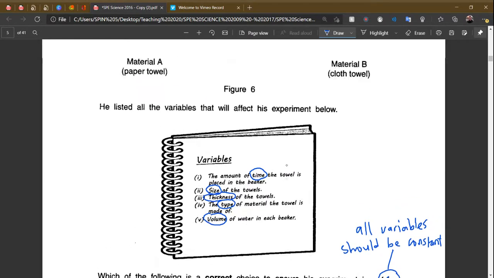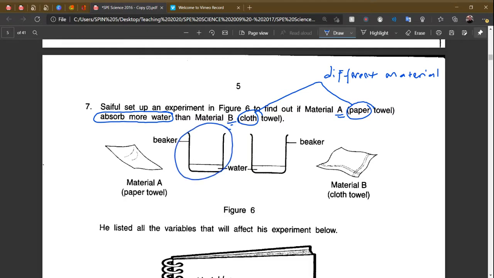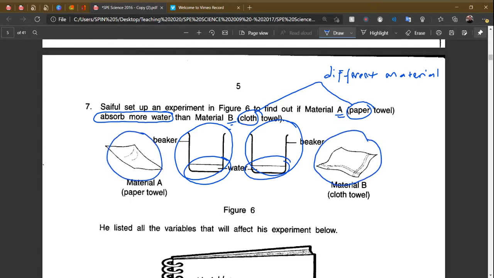What it means is that you're testing only the differences between paper and cloth, which means that these two things are different material. One is a paper, one is a cloth. The rest are the same. The beaker must be of the same size. The water must be the same as well. The size of the towel, both of them must be the same. And the thickness must also be the same.